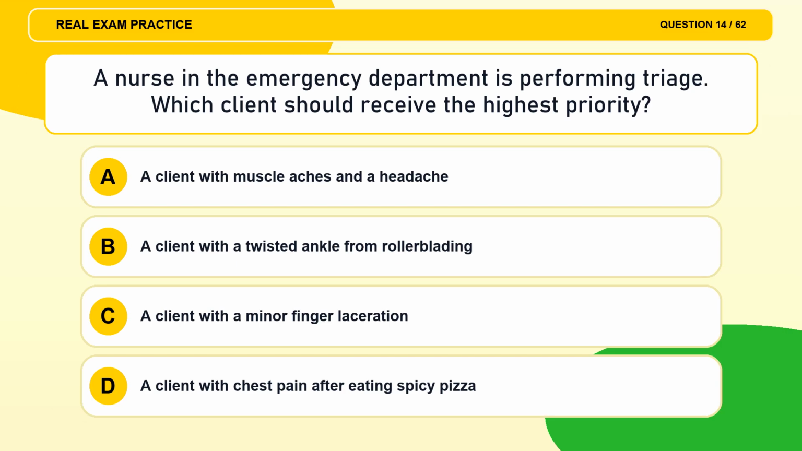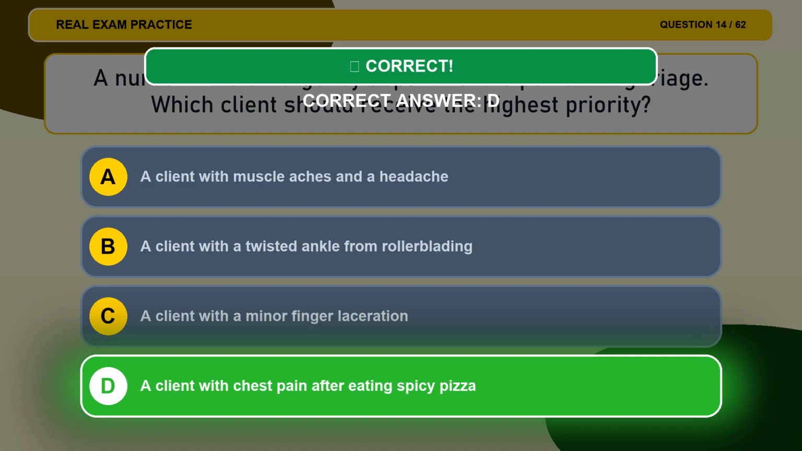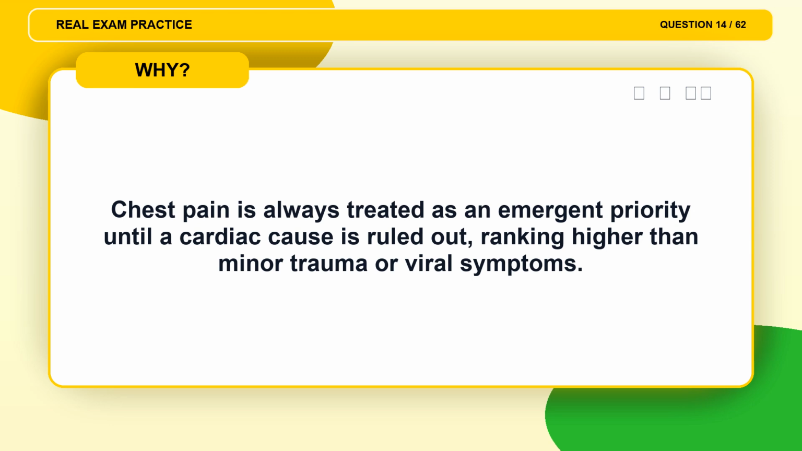Question 14. A nurse in the emergency department is performing triage. Which client should receive the highest priority? Option A, a client with muscle aches and a headache. Option B, a client with a twisted ankle from rollerblading. Option C, a client with a minor finger laceration. Option D, a client with chest pain after eating spicy pizza. The correct answer is option D, a client with chest pain after eating spicy pizza. Chest pain is always treated as an emergent priority until a cardiac cause is ruled out, ranking higher than minor trauma or viral symptoms.